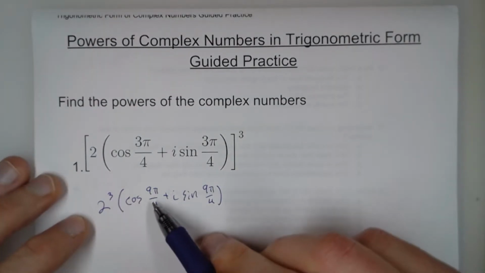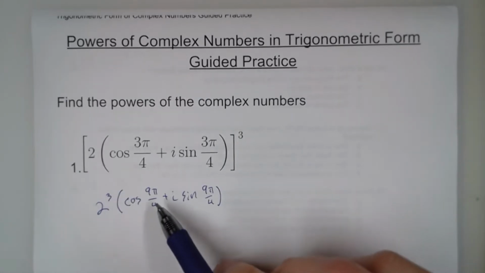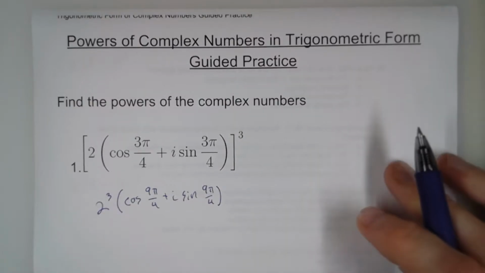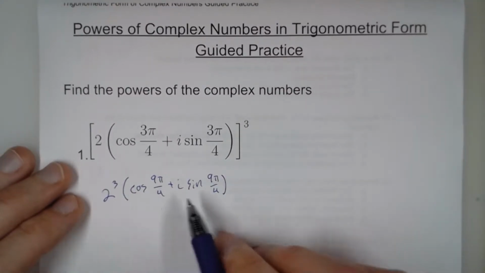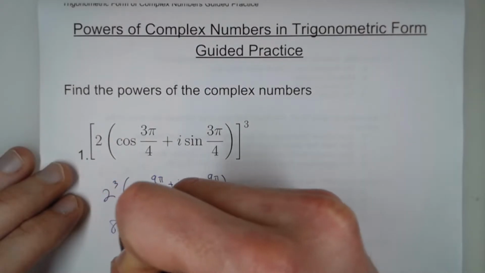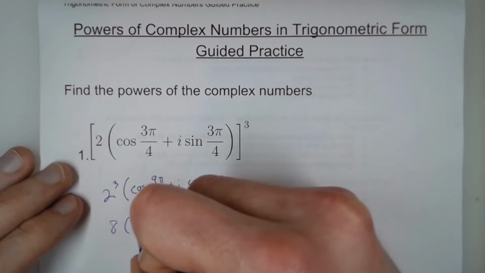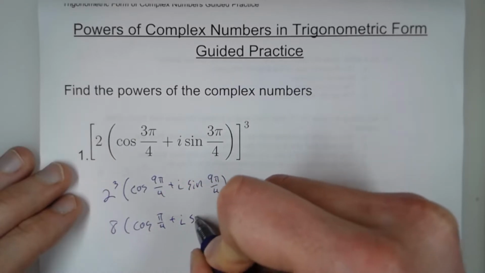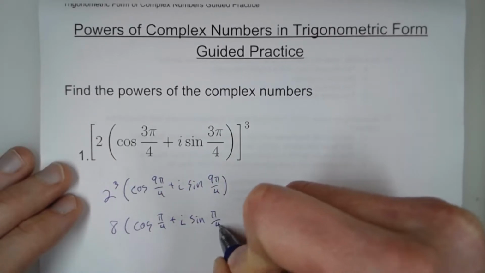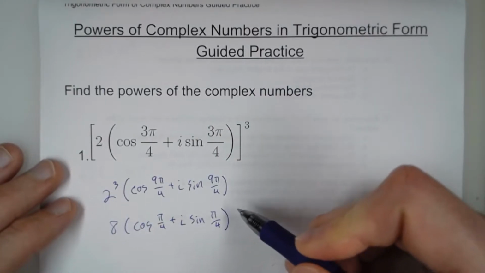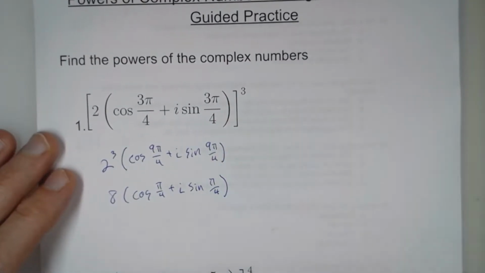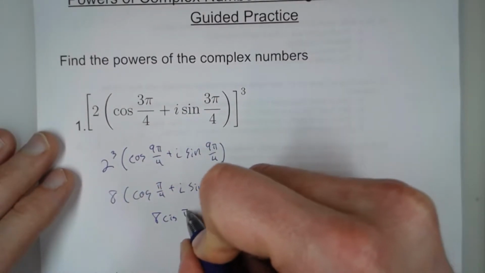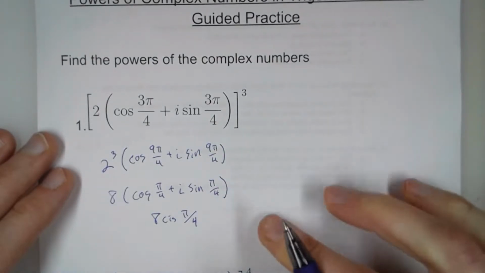Now, some teachers or some textbooks may not accept 9 pi over 4 because 9 pi over 4 is bigger than 2 pi. And so what has to happen is, if it's too big, you have to subtract 2 pi, or 8 pi over 4. And when you do, you get 8 cosine pi over 4 plus i sine pi over 4. And again, that's going to depend on your teacher or on your textbook. And also, if your teacher or textbook allows it, you could write it in the shorter form of 8 CIS pi over 4.